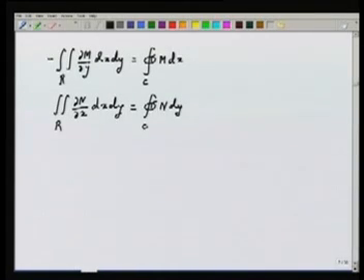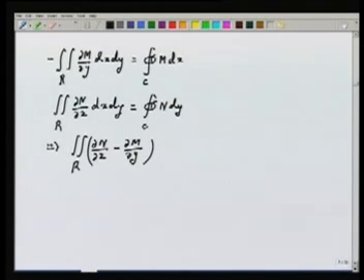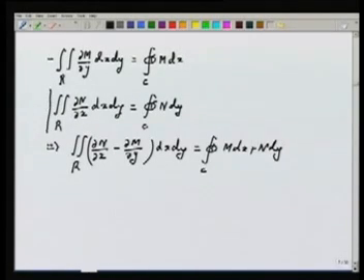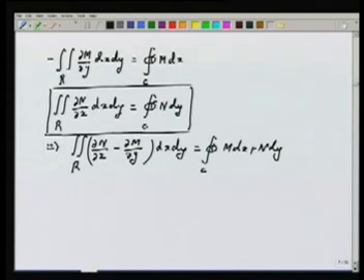Okay. Adding this, I get the final result: the double integral over R of del n by del x minus del m by del y dx dy is the integral over C of m dx plus n dy. Now this is the equality which I did not prove. I will leave it as an exercise for you.